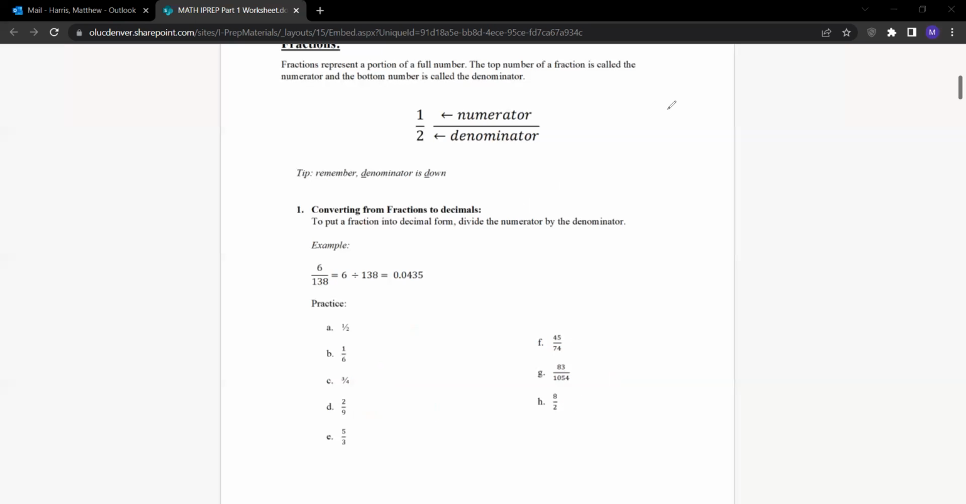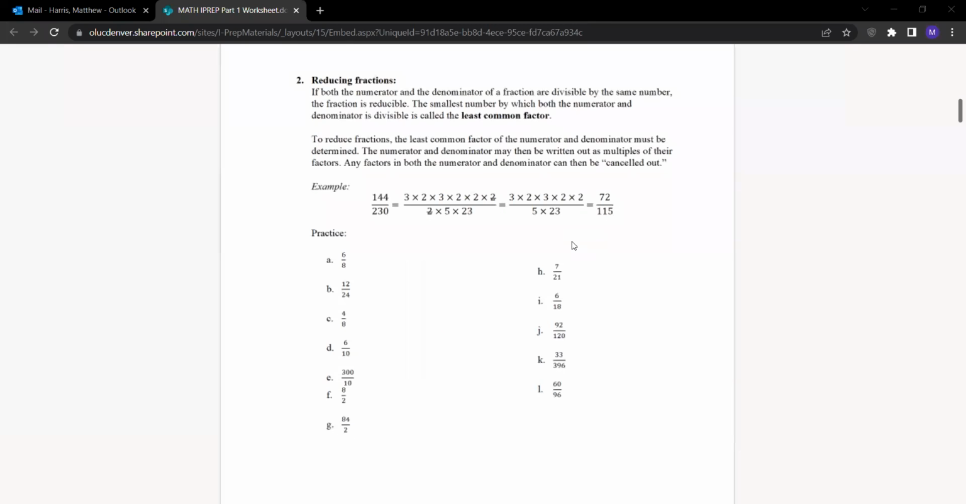Let's keep going. Now we have reducing fractions. If both the numerator and the denominator of a fraction are divisible by the same number, then the fraction is reducible. The smallest number by which both the numerator and denominator is divisible is called the least common factor. To reduce fractions, the least common factor of the numerator and denominator must be determined, and the numerator and denominator may then be written out as multiples of their factors. Any factor in both the numerator and denominator can then be canceled out.